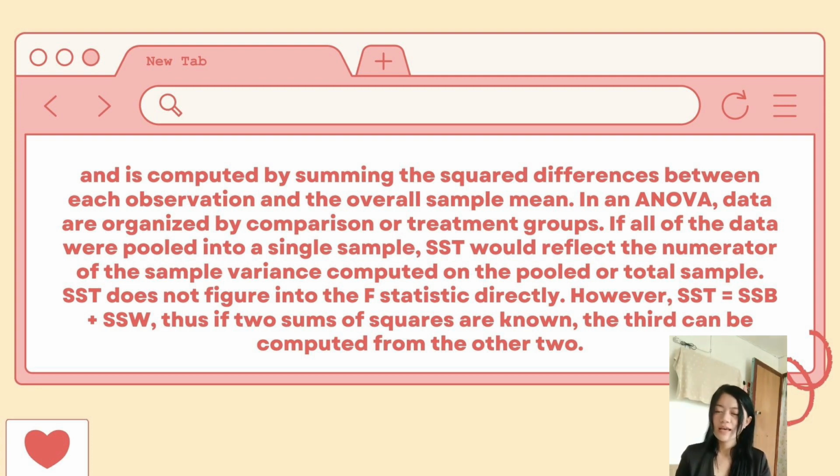In an ANOVA, data are organized by comparison or treatment groups. If all of the data were pooled into a single sample, SST would reflect the numerator of the sample variance that is computed on the pooled or total sample. SST does not figure into the F statistic directly. However, SST is equal to SSB plus SSW. Thus, if two sums of squares are known, the third can be computed from the other two.